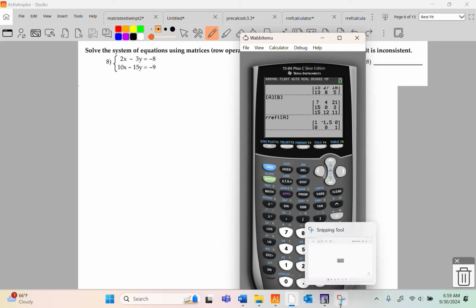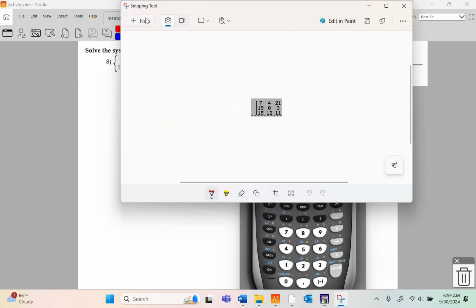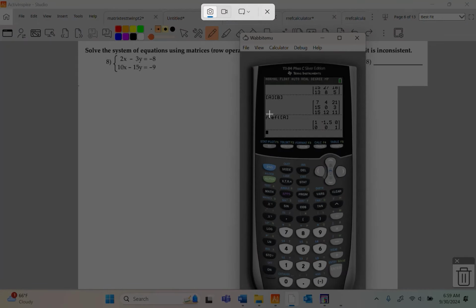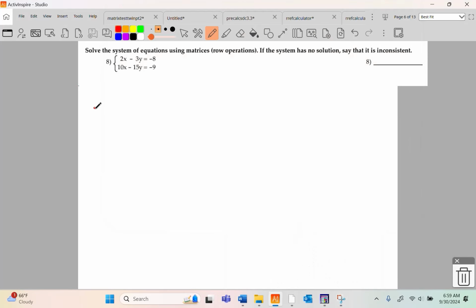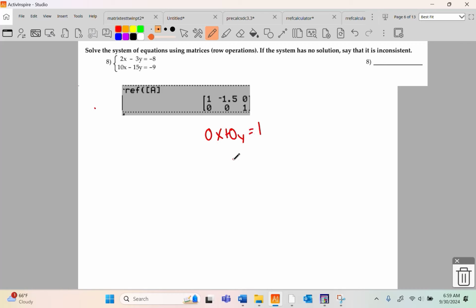Now, this one is special. I keep talking about these special systems. They are patterns that we memorize. This one is special. It really, really is. That last line says no x plus no y is 1. In other words, the 0 is 1, which is false. And this is definitely an inconsistent system.